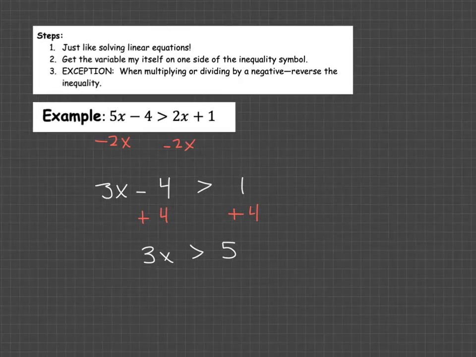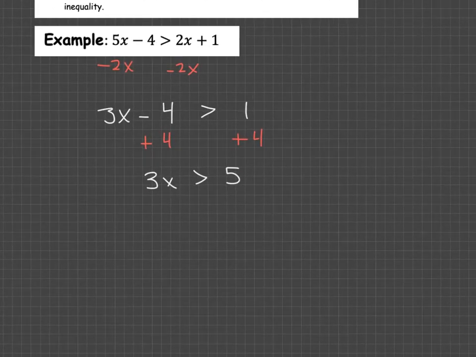And then now we want to undo the multiplication by the 3, so we undo that by dividing by 3. That 3 cancels, and we're left with x greater than 5/3.